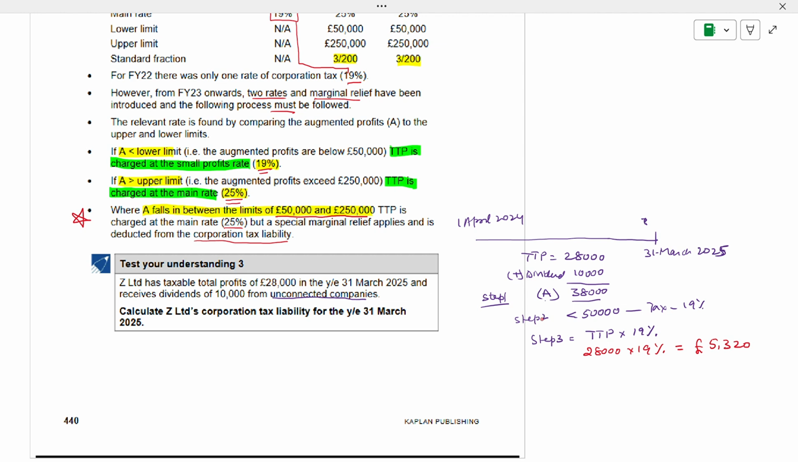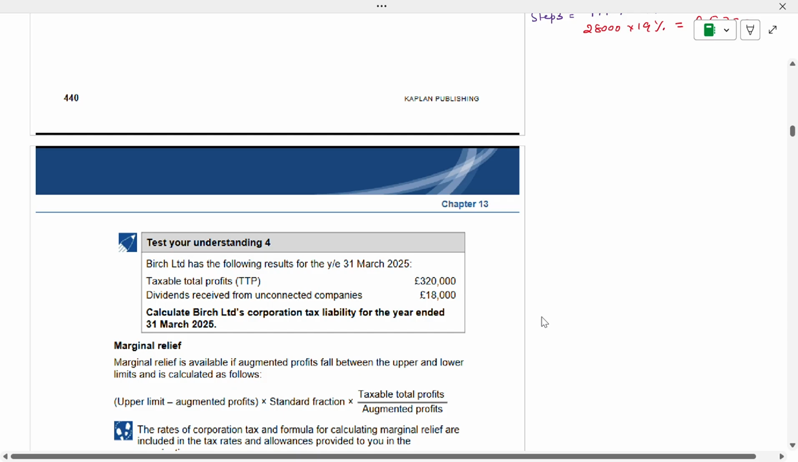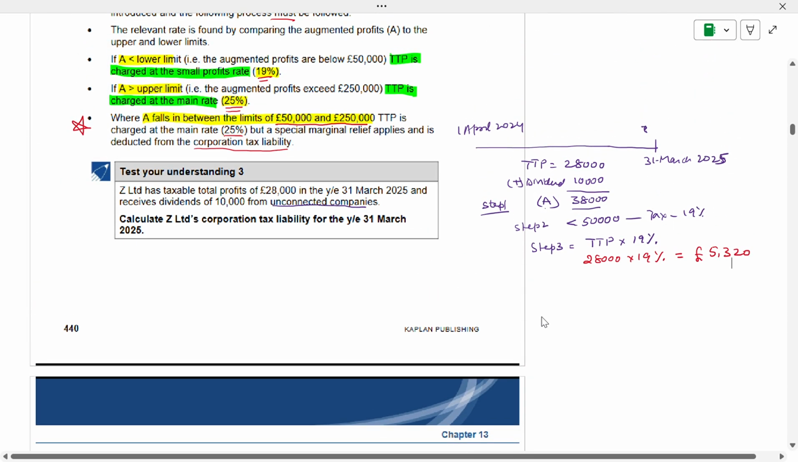Yes, sir. Okay, be a little bit careful. Now you can understand why we are doing augmented profits. We want it only to know the tax rate. Beyond that, we are not interested in it.